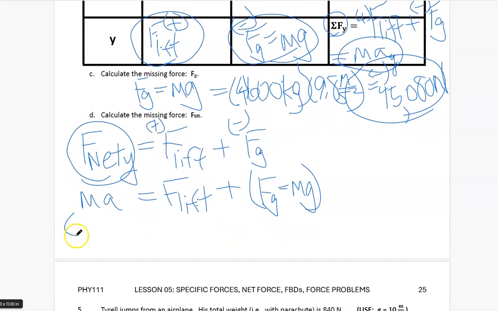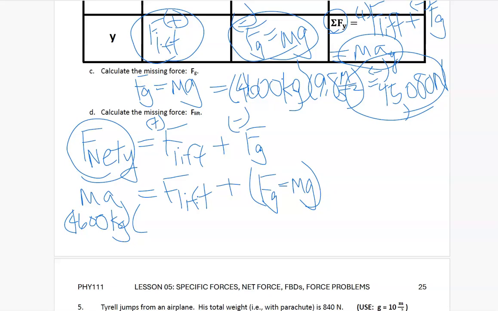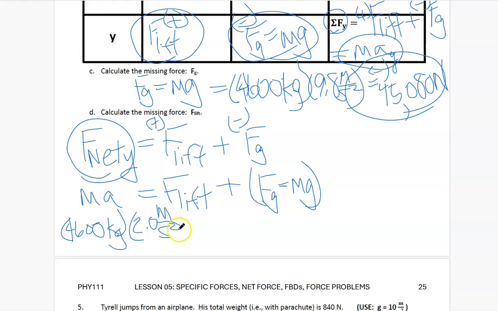We have mass is 4,600 kilograms again. Looking at the beginning of the problem tells us what the acceleration is. It's 2.0 meters per second squared. So we go back, we plug in 2.0 meters per second squared. That's our acceleration. So that product is going to be our net force, and we can calculate that.